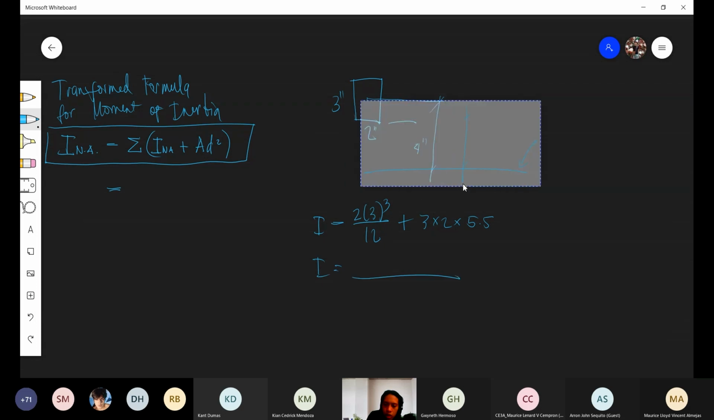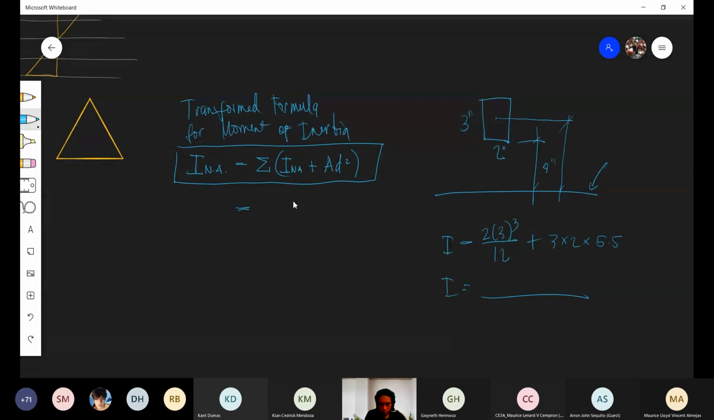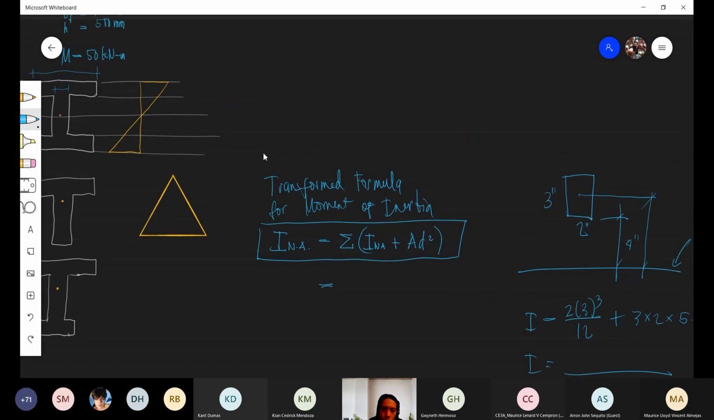Okay, ito ang paggamit ng transform formula. INA means the moment of inertia of each individual shape with respect to each individual neutral axis or centroid. Summation because of the notion na damo nga composite shapes. Okay, and A is the area of the shape, tas D is the distance of the centroid of the shape to the axis where you are trying to get the moment of inertia. Okay. Now, how do we apply it here?